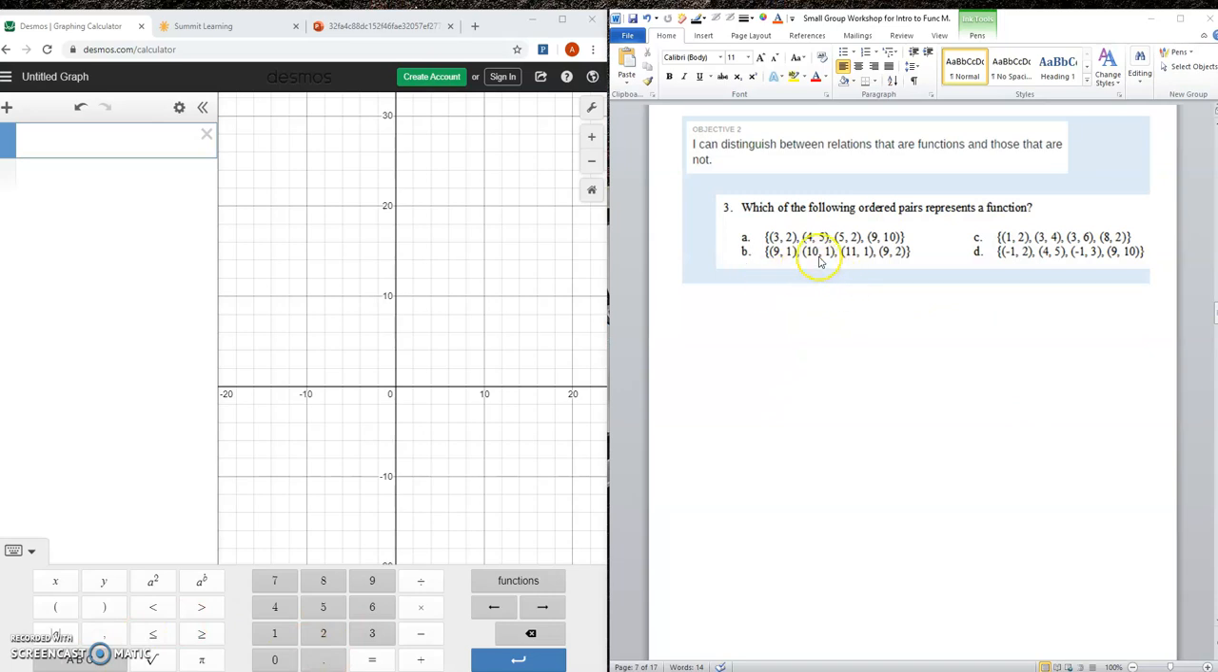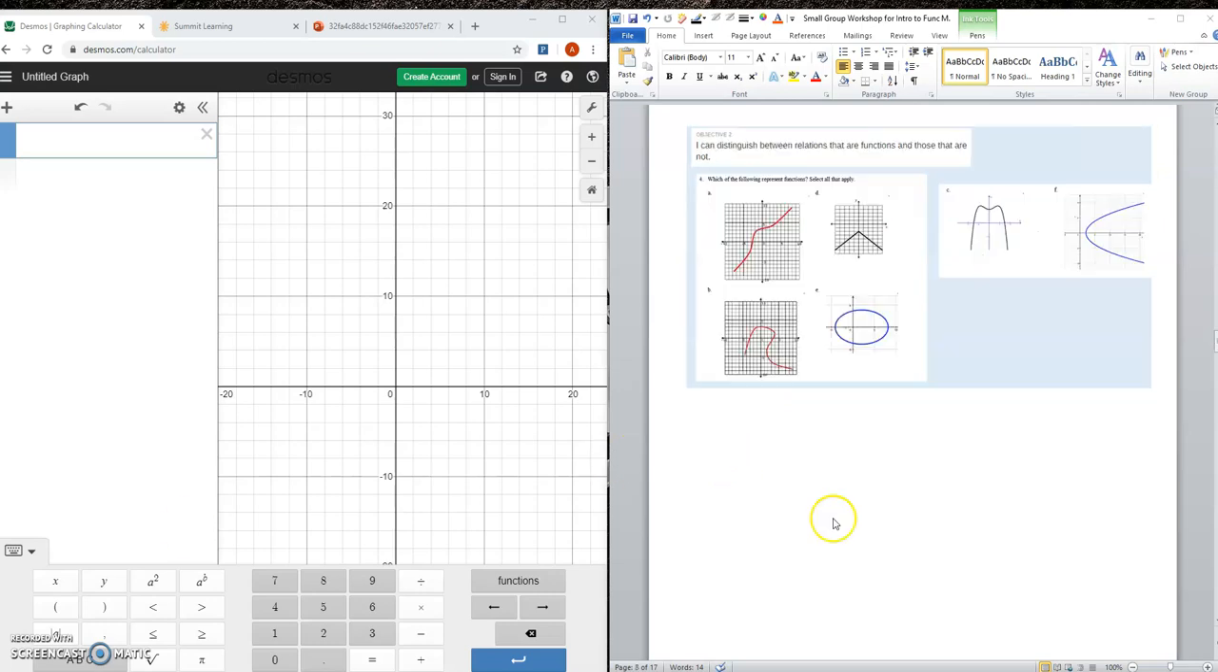Question 3, the same thing. Which ordered pairs represent a function? Let's examine. A is the answer because x has not repeated, but let's examine all these. This is not a function because of the 9. It's repeating. Letter C, it's not a function because of the 3. Letter D, it's not a function because of the -1. The answer here is A.